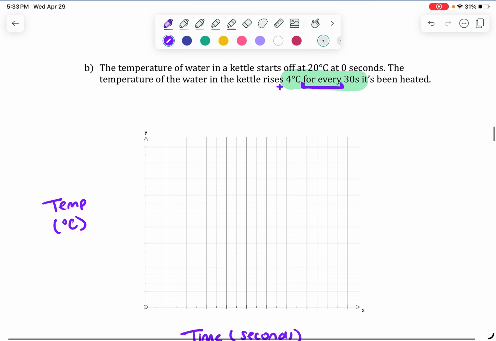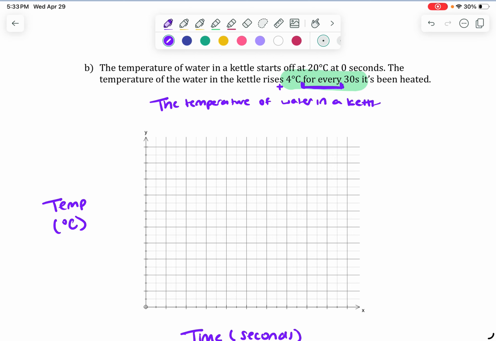What's happening here? It's the temperature of water in a kettle over time. Now, I know I'm starting at 20 degrees Celsius. Great. I would like to make sure that I'm at 20 degrees. My kettle is rising 4 degrees every 30 seconds.